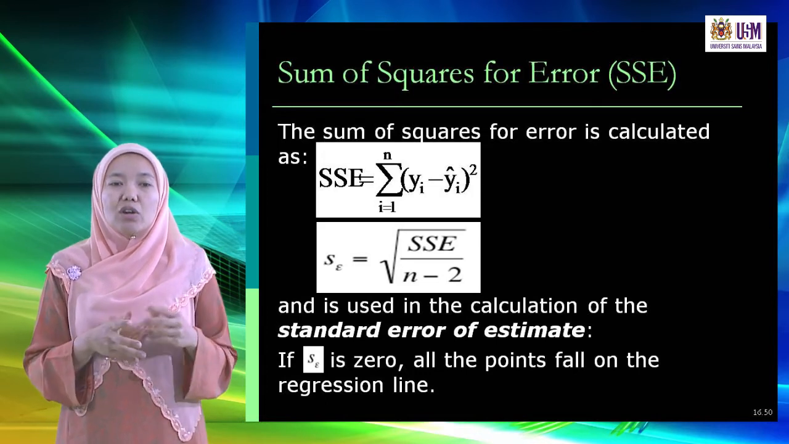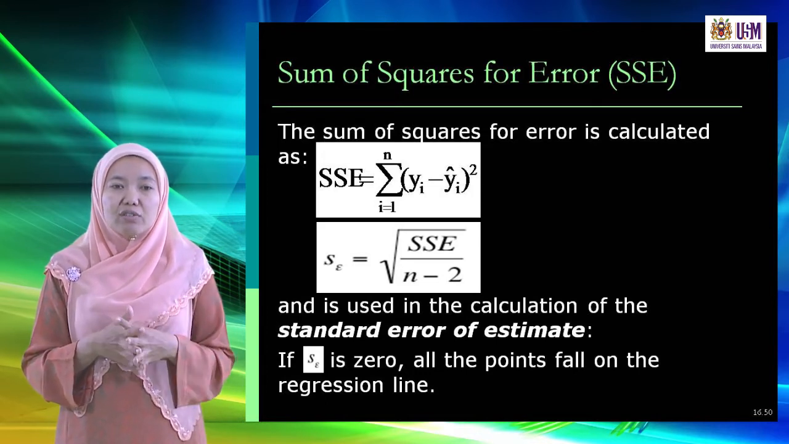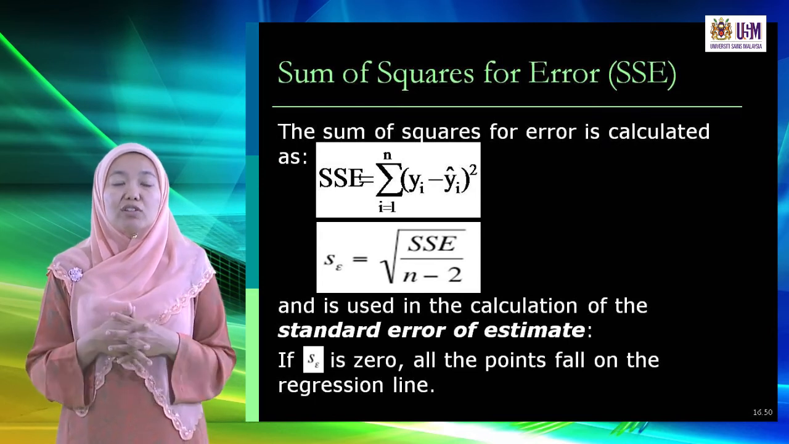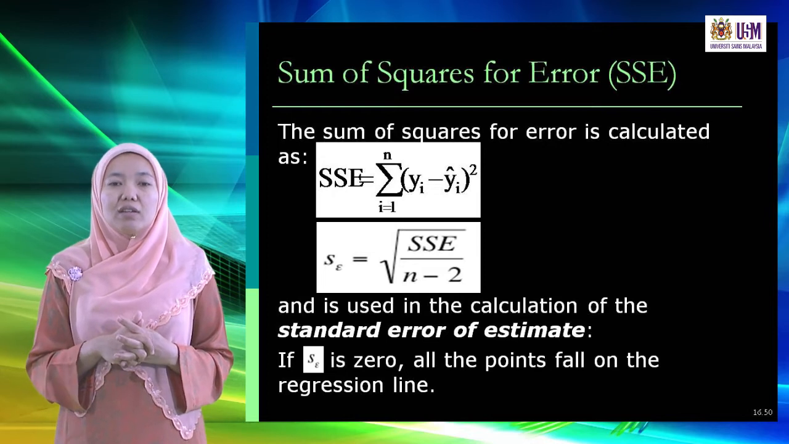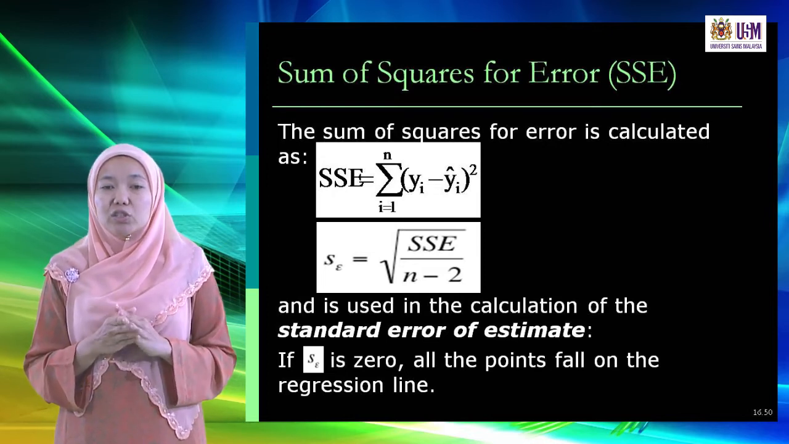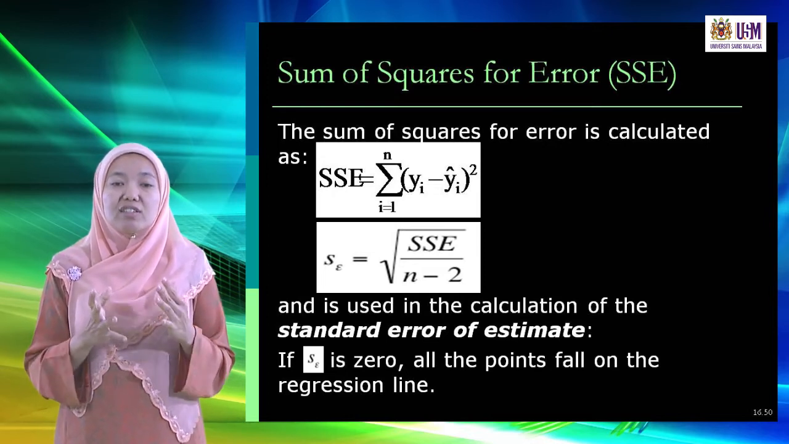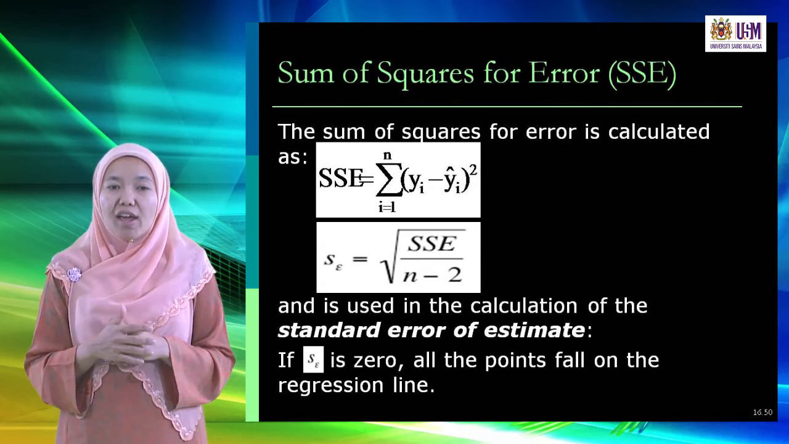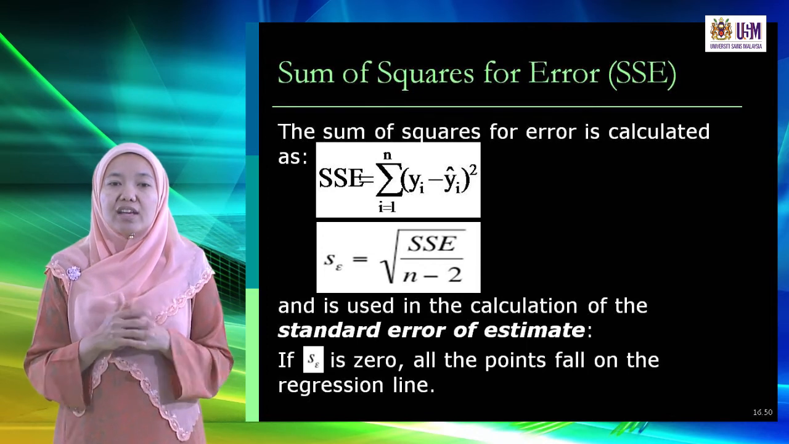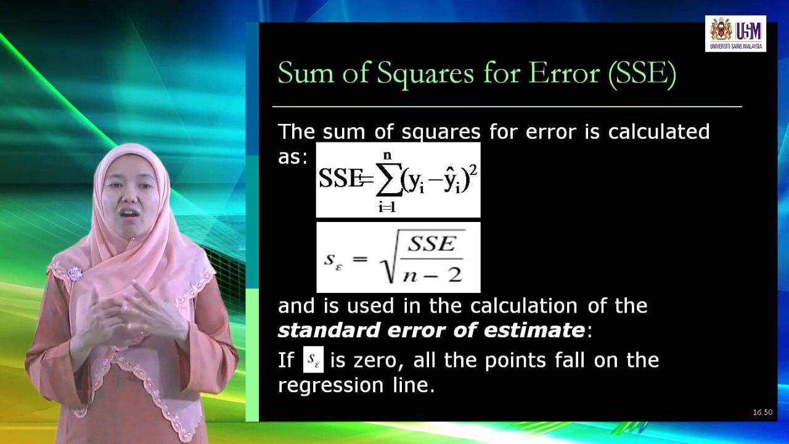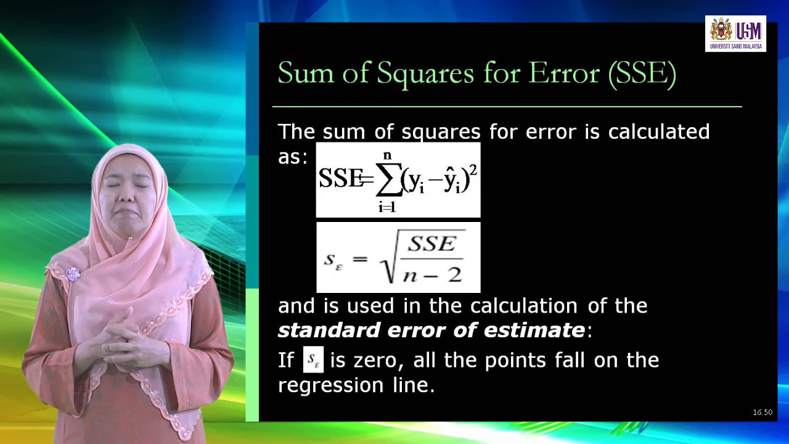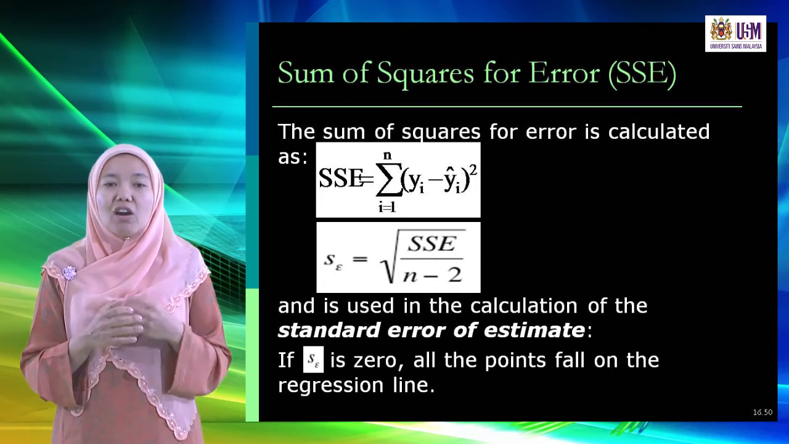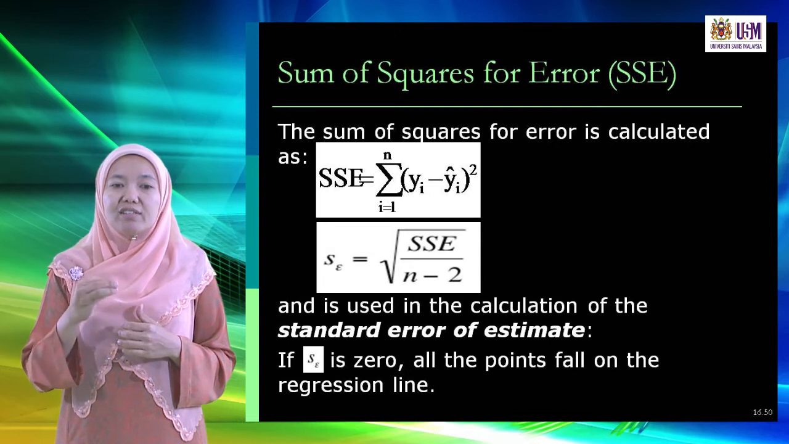You square the difference and add up. So the standard deviation for the epsilon, S epsilon, is taken as the square root of SSE divided by n minus 2. So n minus 2 is always the degrees of freedom in the denominator. And the sum of squares for error, SSE, is used in the calculation of the standard error of the estimate. In this case, if S epsilon is 0, all the points will fall on the regression line.